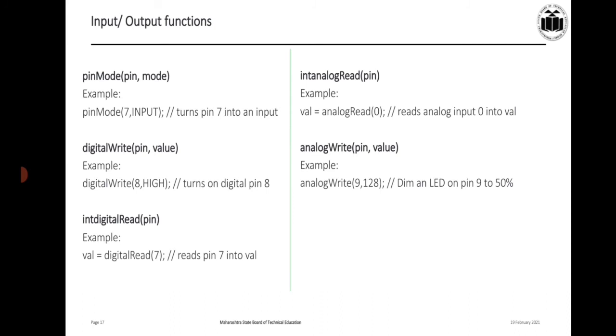You can use digitalWrite in bracket. You can write pin number and the value high or low. Also, you can read the digital pin and assign it to variable. Analog pin also we can read with this example. Val is equal to analogRead.